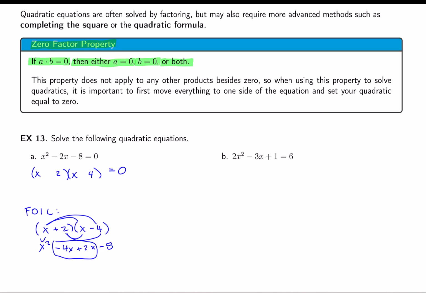So we've already made sure the x squared and the negative 8 work. That's why we chose the x's and the 4 and the 2. The middle term is what matters next. Now, this needs to be a negative 2, so I need the 4 and the 2 to add up to negative 2. So that's a minus and that's a plus, and that's going to work great because that would be x squared plus 2x minus 4x, which gives me negative 2x, and then 2 times negative 4 is negative 8. So that works great.